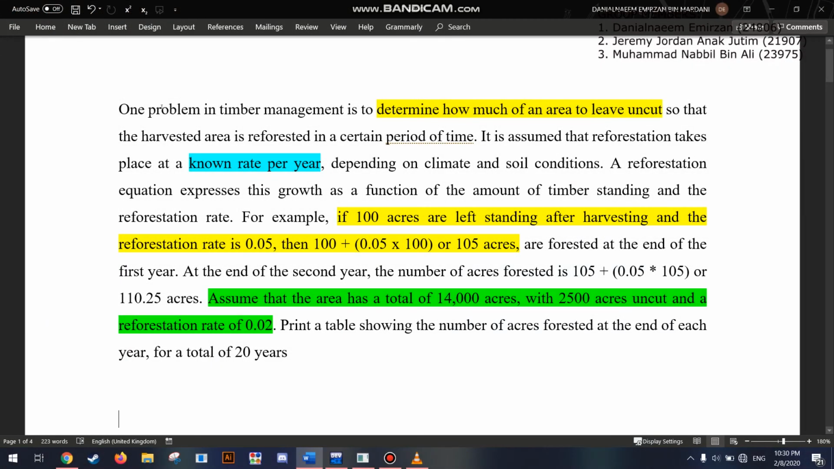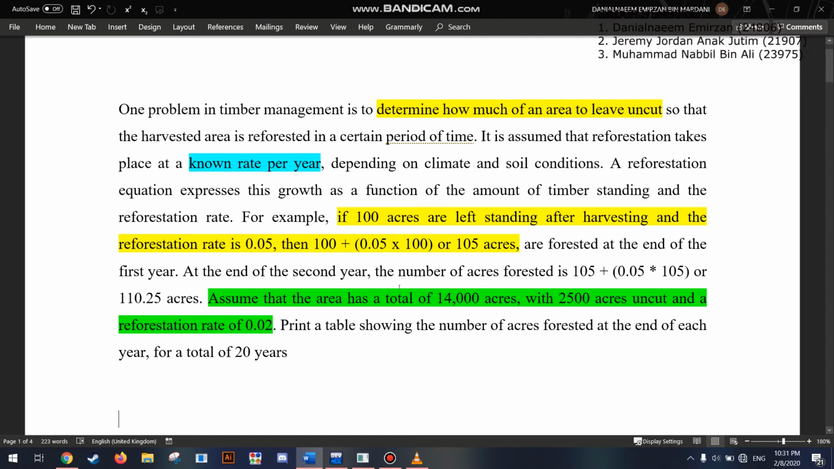Question 3. One problem in timber management is to determine how much of an area needs to leave uncut, so that the harvested area is reforested in a certain period of time. It is assumed that deforestation takes place at a known rate per year, depending on climate and soil conditions. A reforestation equation expresses this growth as a function of the amount of timber standing and the reforestation rate. For example, if 100 acres are left standing after harvesting and the reforestation rate is 0.05, then 100 plus 0.05 times 100 or 105 acres are forested at the end of the first year.